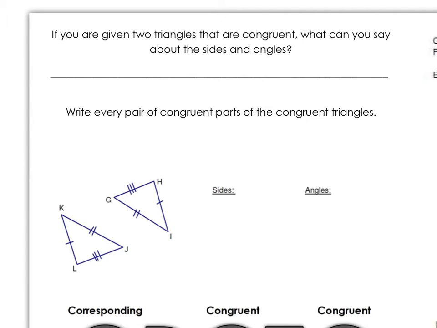We're going to add one more layer onto our concept of proof, which has to do with congruent parts of congruent triangles. If you're given two triangles that are congruent, what can you say about the sides and angles? We can say that the corresponding parts are congruent.